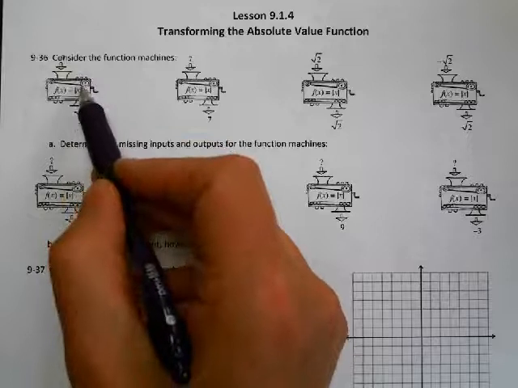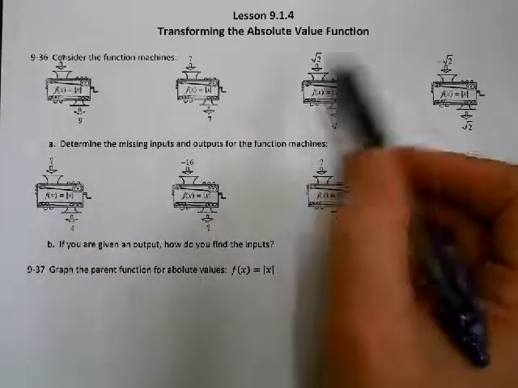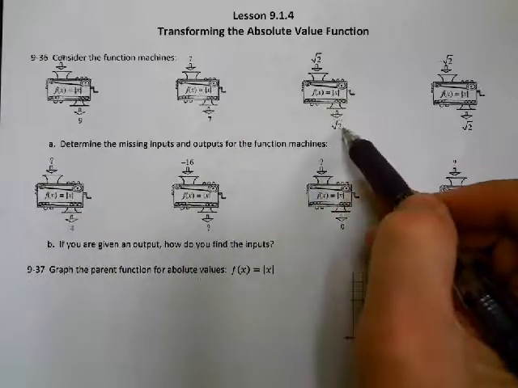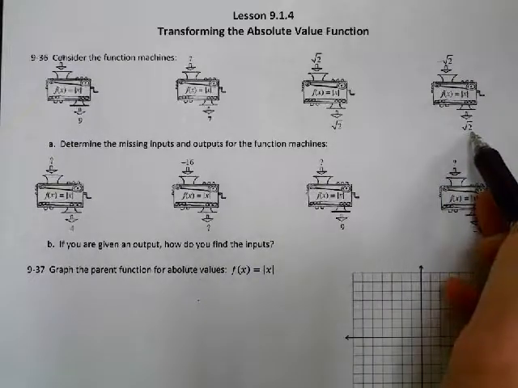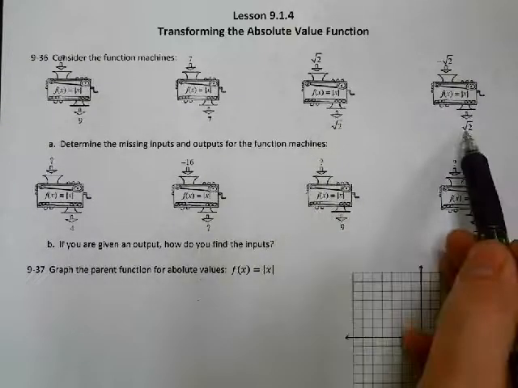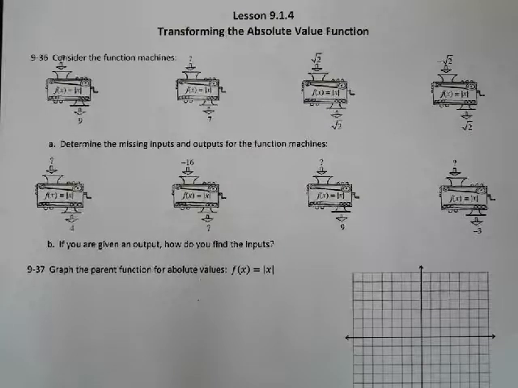So if 9 goes in, the absolute value of 9 is 9. If 7 goes in, the absolute value of 7 is 7. If root 2 goes in, the absolute value of root 2 is root 2. It's the same, except over here. If negative root 2 goes in, we get positive root 2. So here I've got the same output for different inputs. With absolute value, you're going to get the same output for different inputs.